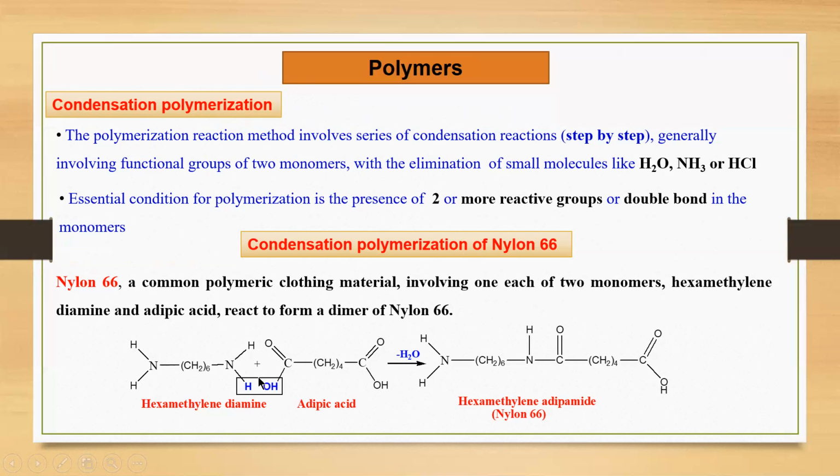Hexamethylene diamine and adipic acid. This is so called nylon 6,6 because both the monomers have 6 carbon atoms. Each monomer has 6 carbon atoms. Two monomers, that is hexamethylene diamine and adipic acid, react to form a dimer of nylon 6,6, and the process involves the elimination of a small molecule, that is water.